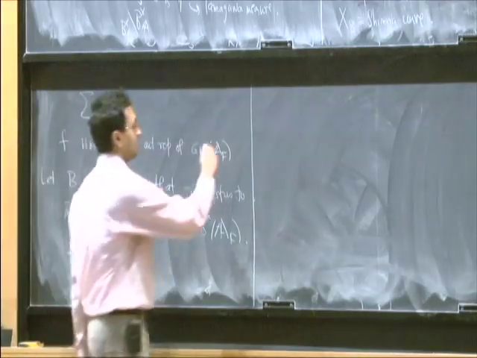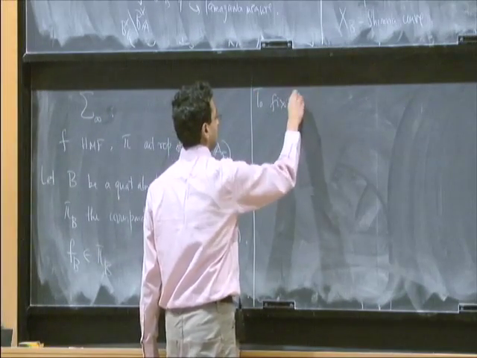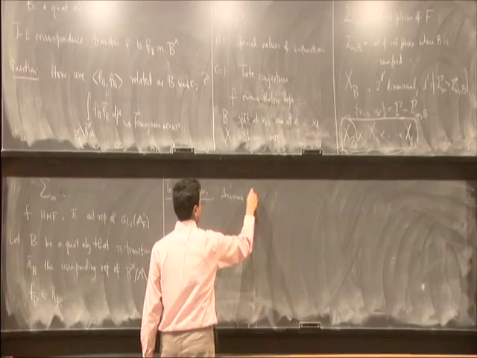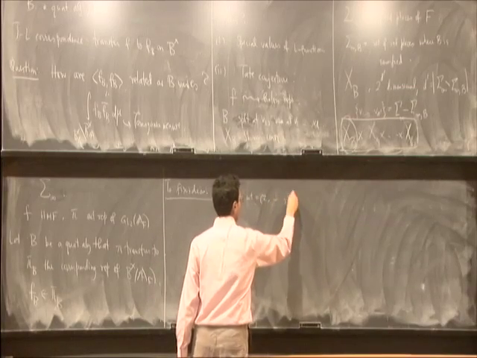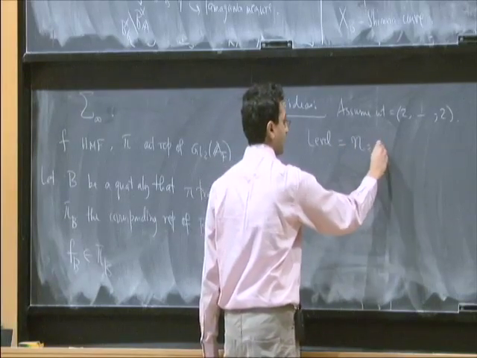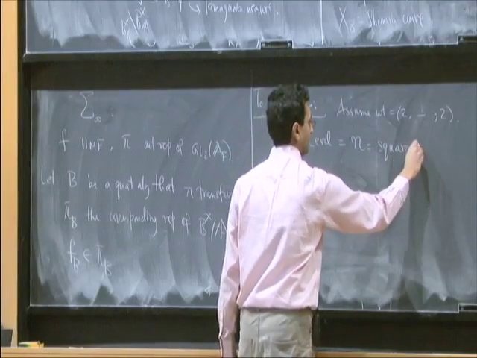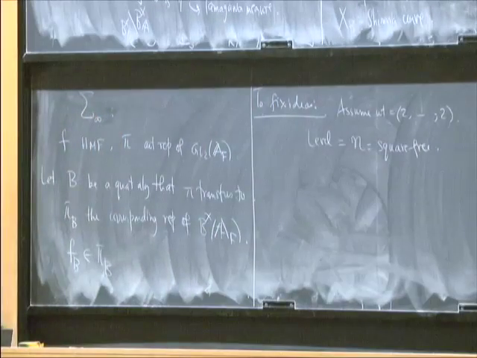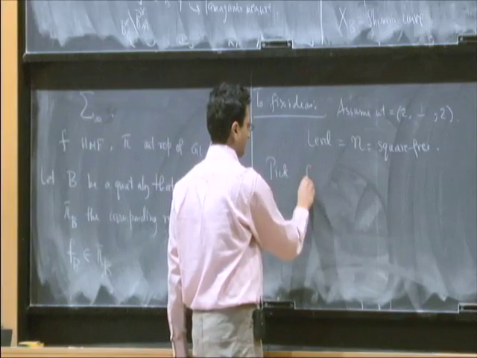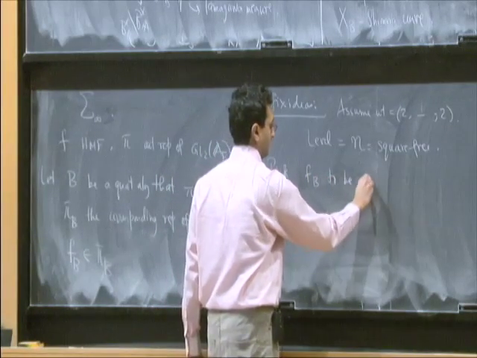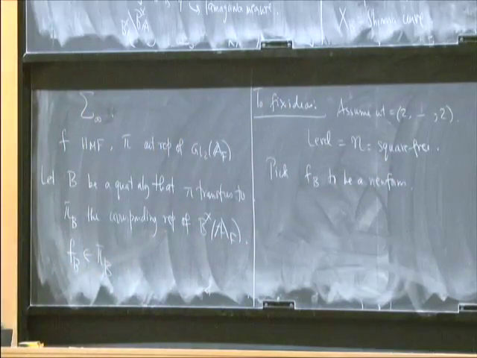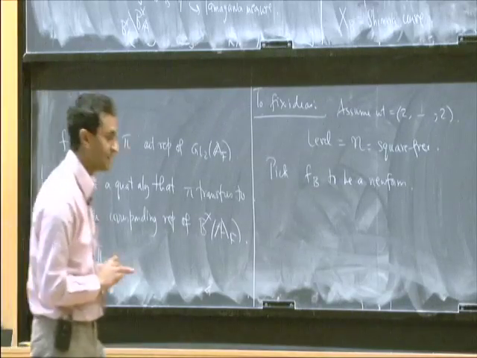So just to fix ideas, let's just think of the parallel weight 2 case. The weight is 2, and suppose that the level is some n, which is square free. Then you can pick such an f_B to be a newform, because I'm assuming that the level is square free. This is well defined up to scaling. And then there's an issue of how to fix the scalar.